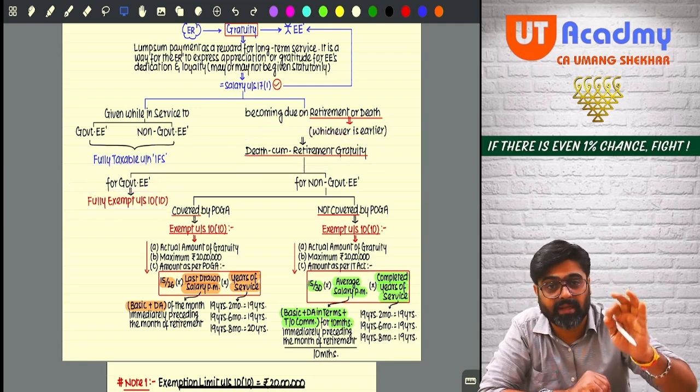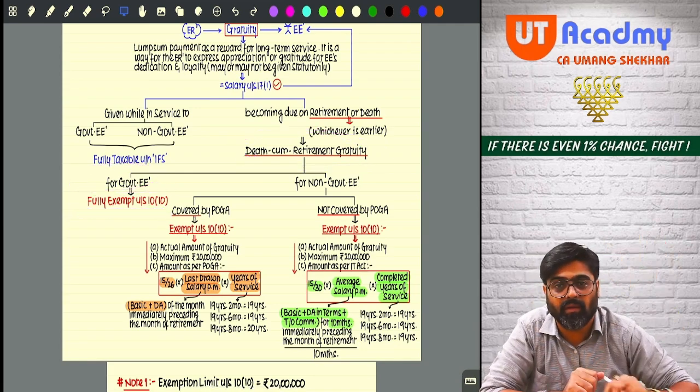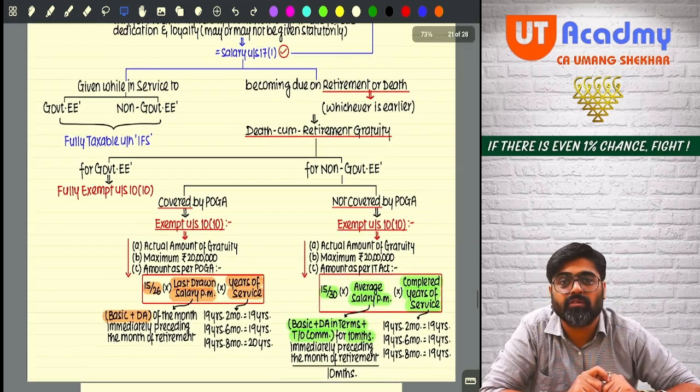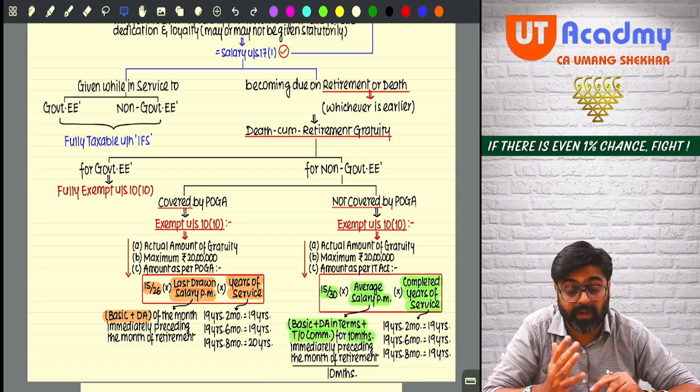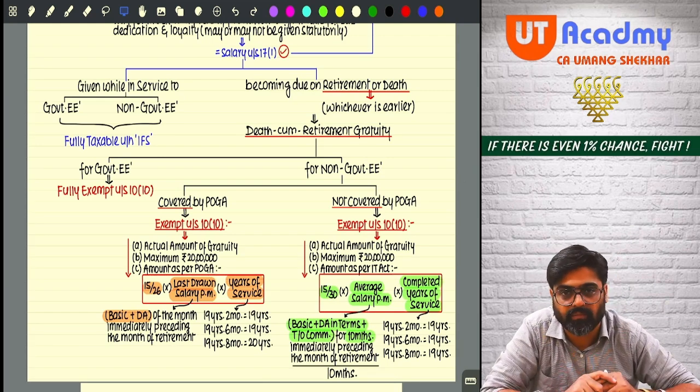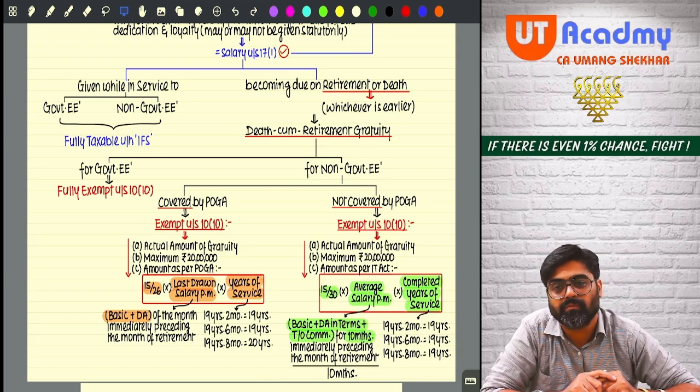and it is written under section 10, subsection 10. This is visible to everyone, friends? Visible, no? Fully taxable. Sorry, fully exempt. My mistake. Fully exempt. Got it?